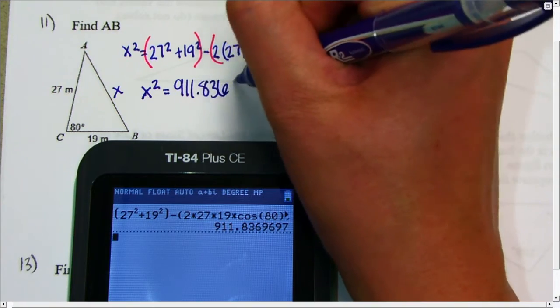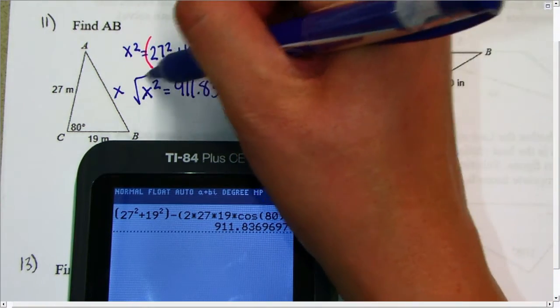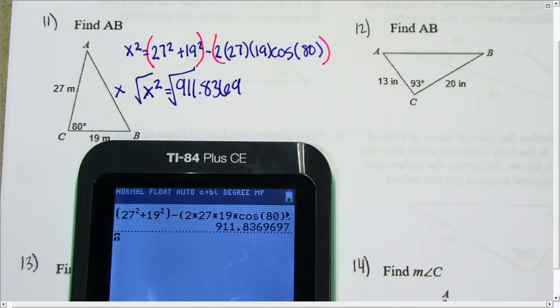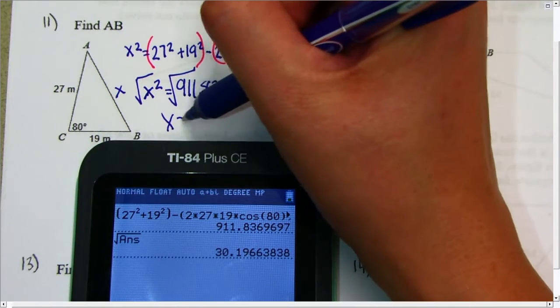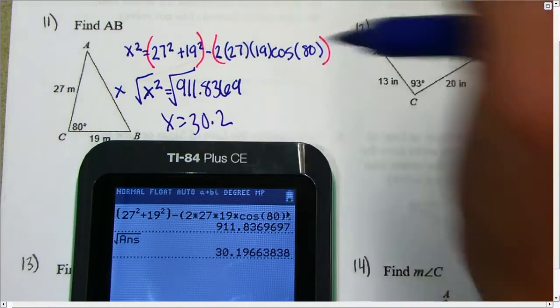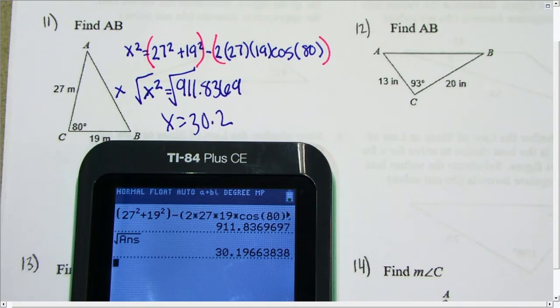Now again, that's not our final answer. We've talked about this a lot in class. You do have to square root both sides. So what you're going to do is press second x squared, second negative sign to pull up square root, my answer. Press enter, and x is 30.2 when rounded to the nearest tenth.